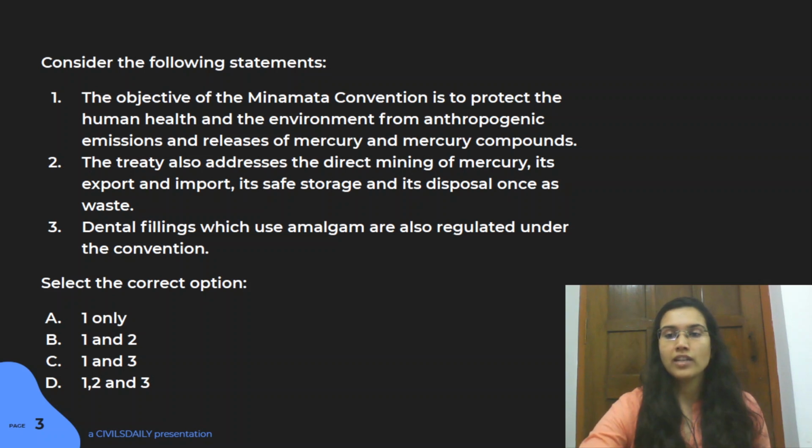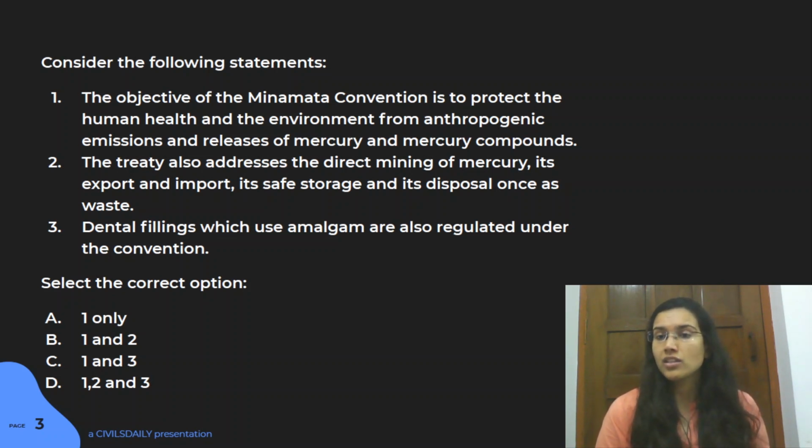Now, the next question is related to conventions. In your environment-related paper, a lot of conventions are there. There are Earth-related conventions, wildlife-related conventions, sustainable development-related conventions. All of these are very important. Make sure you are aware what these conventions are about, the membership, which year it was signed, and the reason behind their signing. I think over the period of time, one year or the other, there is a question on conventions. So this set of topics you cannot escape from.